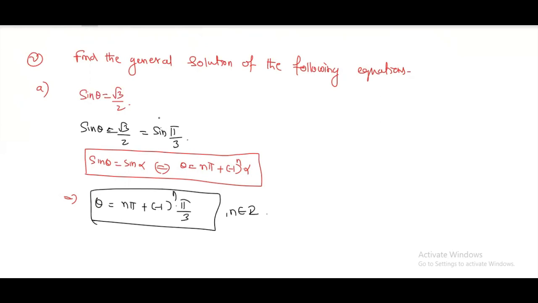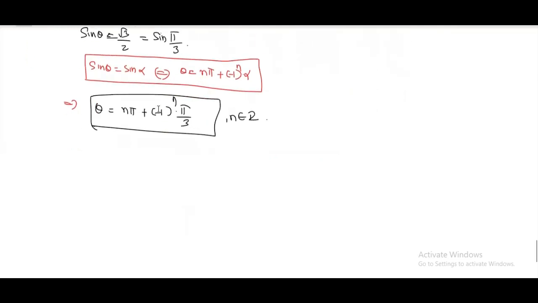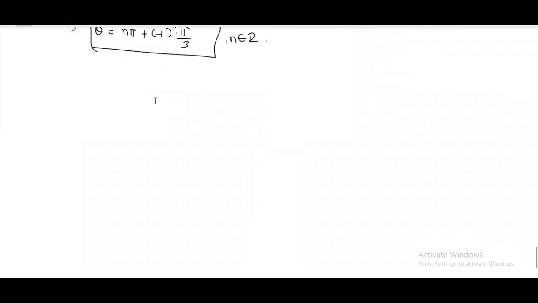See, here we have to remember one thing: unless they mention what small n is, by default it is n belongs to integers. You have to assume that. So this is the way how we will solve sin theta is equal to root 3 by 2 and its general solution. So let's see one more question in this. Sin 2x is equal to root over root minus 1 by 2 root 2.